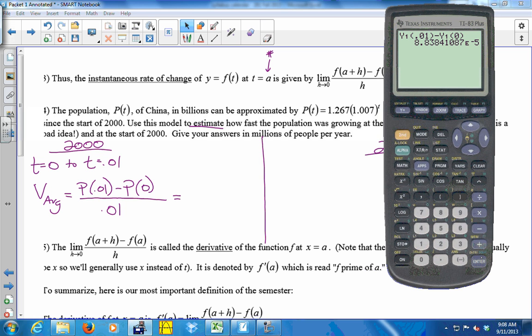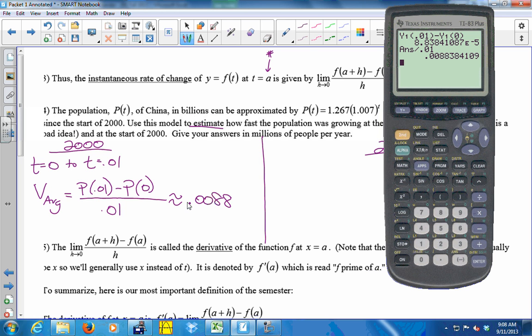So now we have the change in population size over 100th of a year. And I'm going to divide by my change in time, 0.01, and I get 0.00884 approximately. Or maybe I'll just leave it as 0.0088. So it's approximately 0.0088. And now my units here, p of 0.01 minus p of 0, my p's give me population sizes, right? In millions of people.